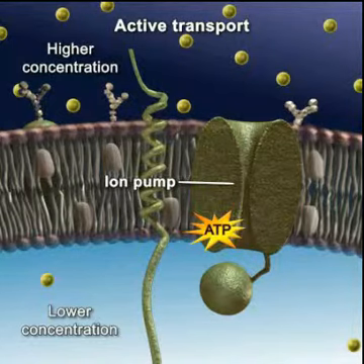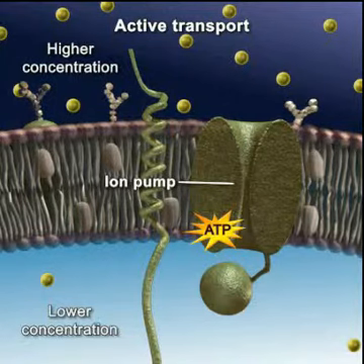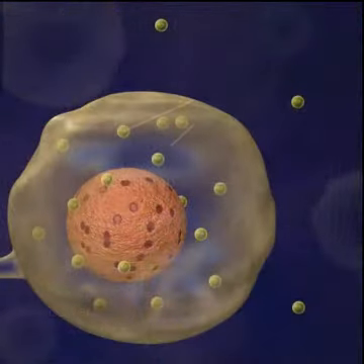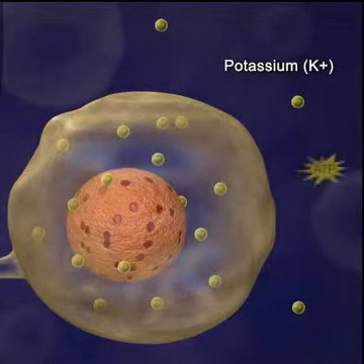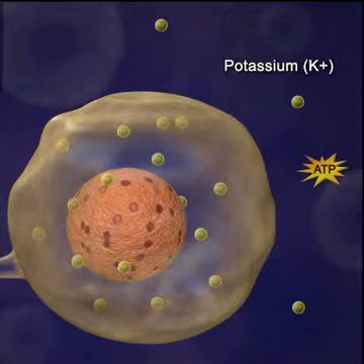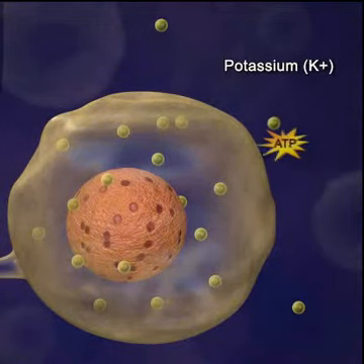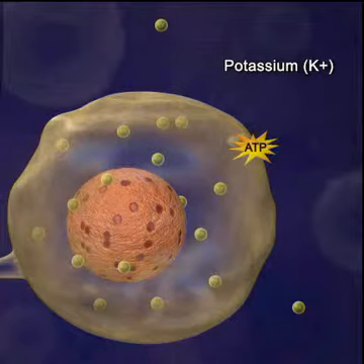Why is it necessary to pump certain substances? Because the amount of some substances in the cell is already so great, the only way to move additional substances into the cell is to pump them in. Watch as a cell that normally contains a large amount of potassium ions, or K-positive, receives additional potassium ions by means of a pump. To achieve this pumping uphill mechanism, energy must be expended and is provided by ATP.